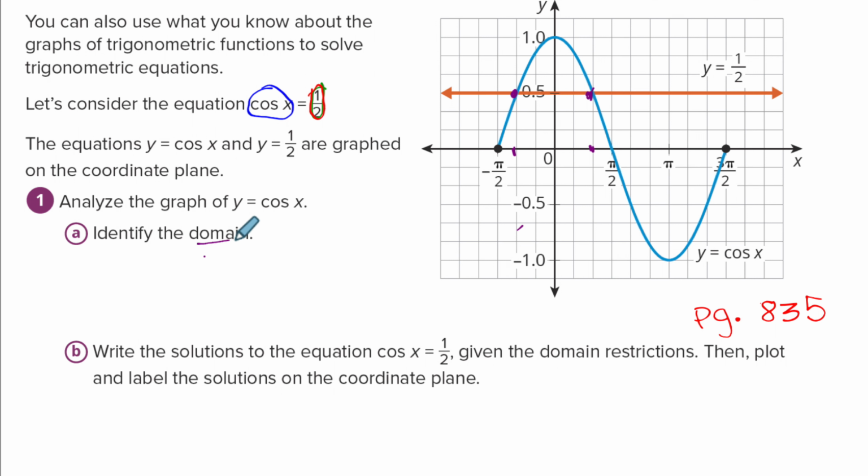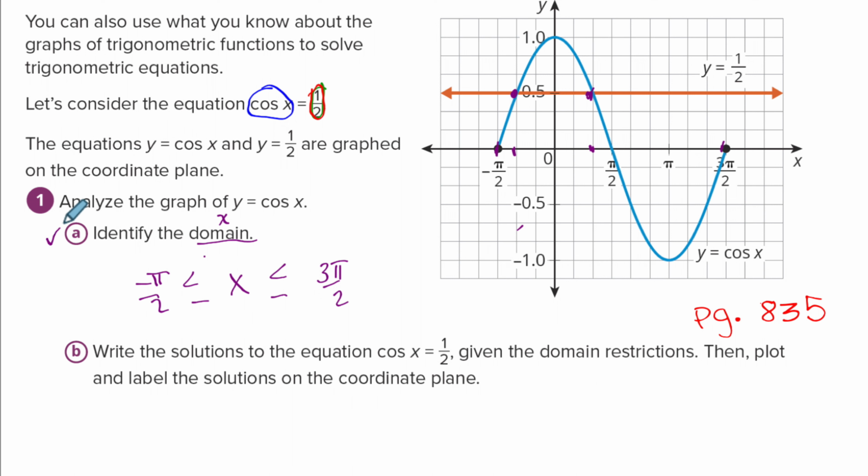Identify the domain. Remember, the domain are the x values. So the x values start here at negative pi over 2 and go to 3 pi over 2. So I'm going to write it the way I always do, in my inequality. It starts at negative pi over 2 and it ends at 3 pi over 2. And we're talking about x values, and we always put it like this. That is an inequality to describe the domain. x has to be greater than negative pi over 2, but less than or equal to 3 pi over 2.